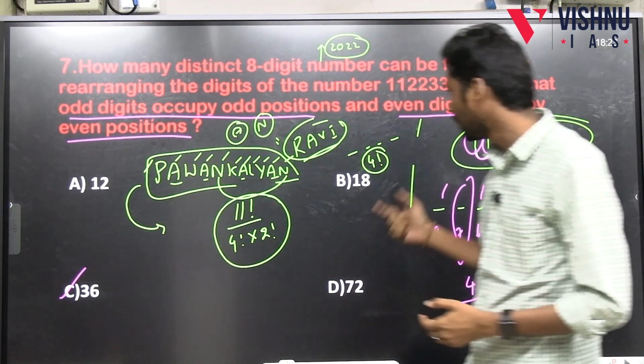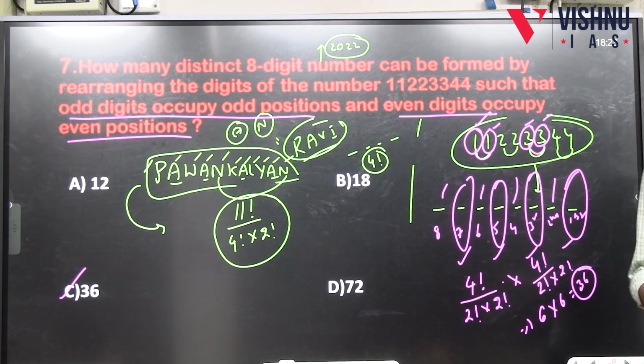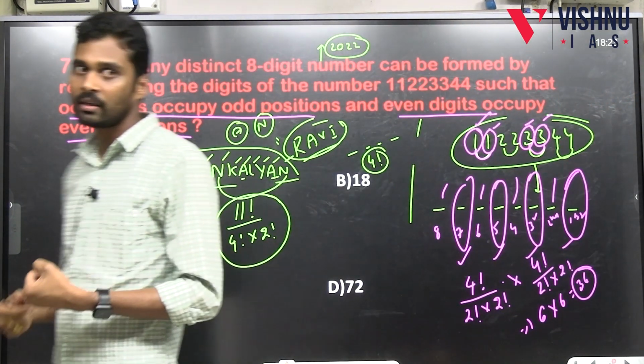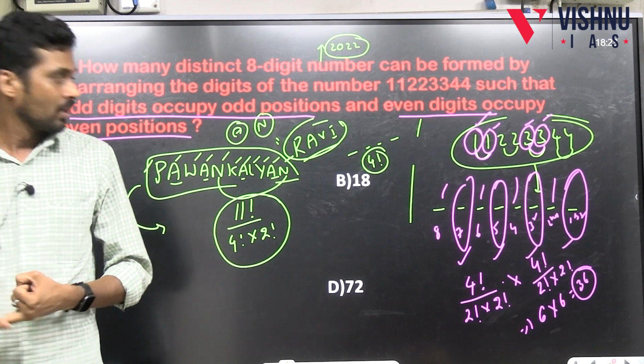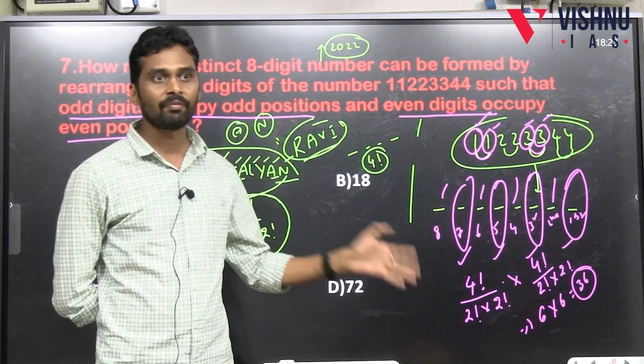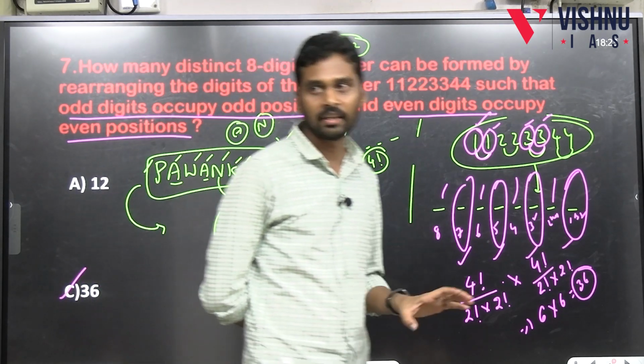Here we have different things in permutations. First we'll deal with the fundamentals. Fundamentals means the fundamental theorem of addition and multiplication. Why are we using into here? Why can't it be plus? That we'll discuss, because there is a condition.